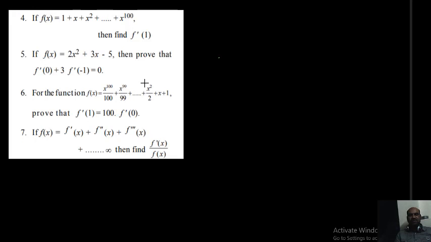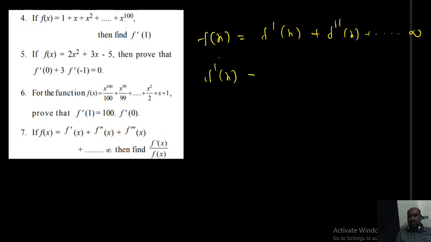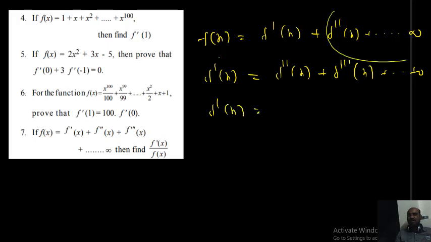Yeah, students, next problem. f(x) equals f'(x) plus f''(x) plus and so on to infinity. Then we want the value of f'(x) by f(x). Okay, again find f'(x) here. f'(x) equals f''(x) plus f'''(x) and so on to infinity. So what can I write instead of this? Same, no? I can write f(x) minus f'(x). Sorry, f'(x) I can write.